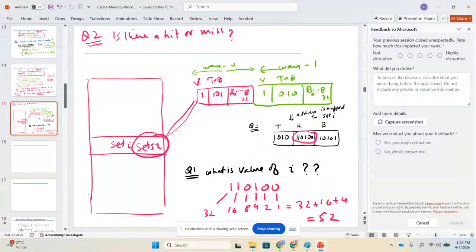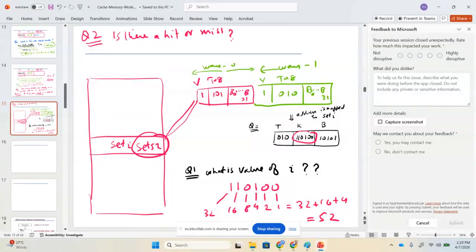Is there a hit or a miss? I'm not getting any answer from anyone. Hit. Why? Because there is the tag 010.